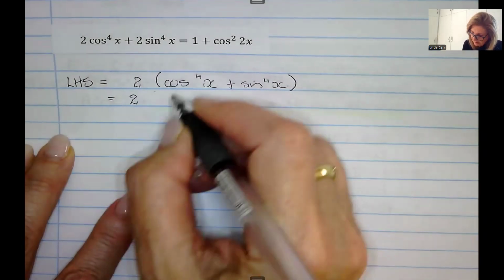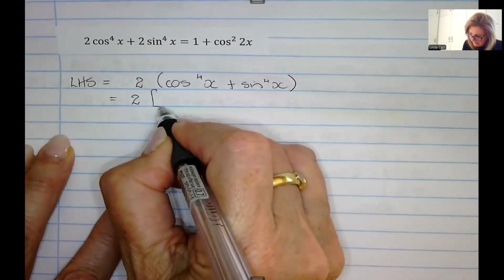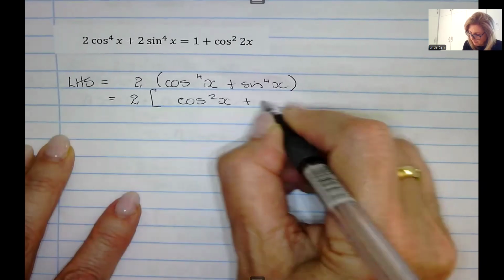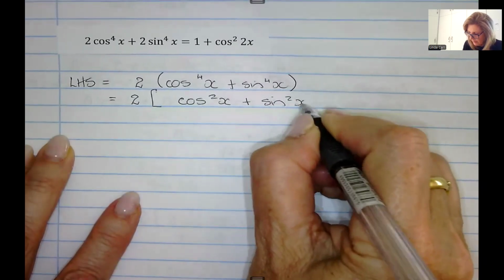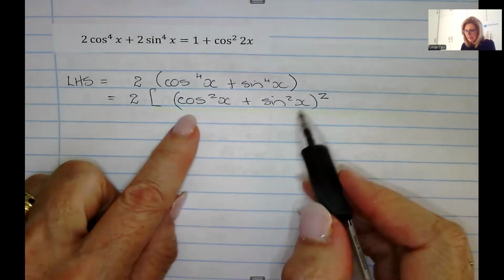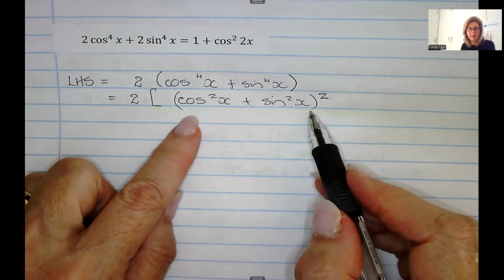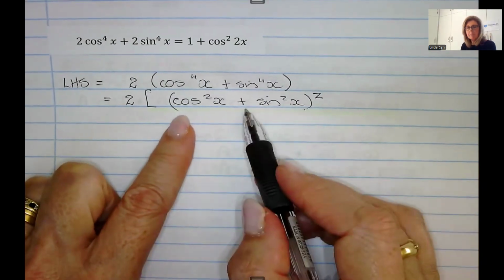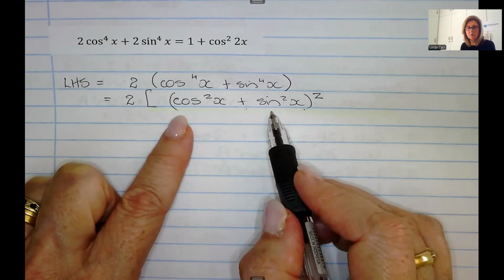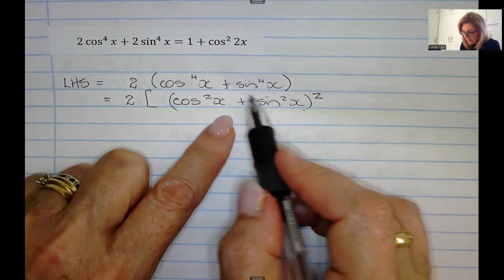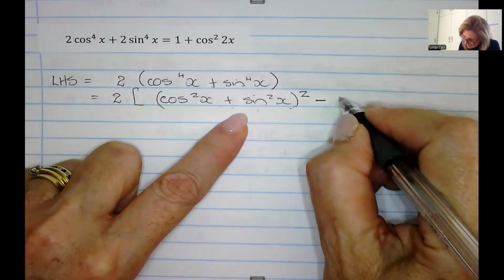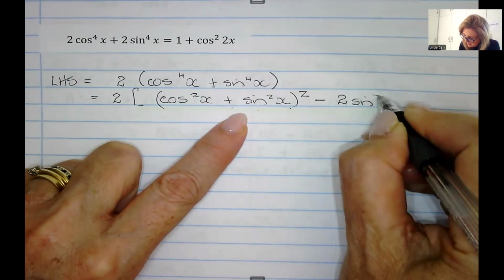I'm going to say this is like cos squared x plus sine squared x, squared. But if I actually go and square that binomial, remember I'm going to get a middle term, and the middle term will be 2 cos squared x sine squared x. So because I added in a middle term, it's like completing the square, I have to take out that middle term.